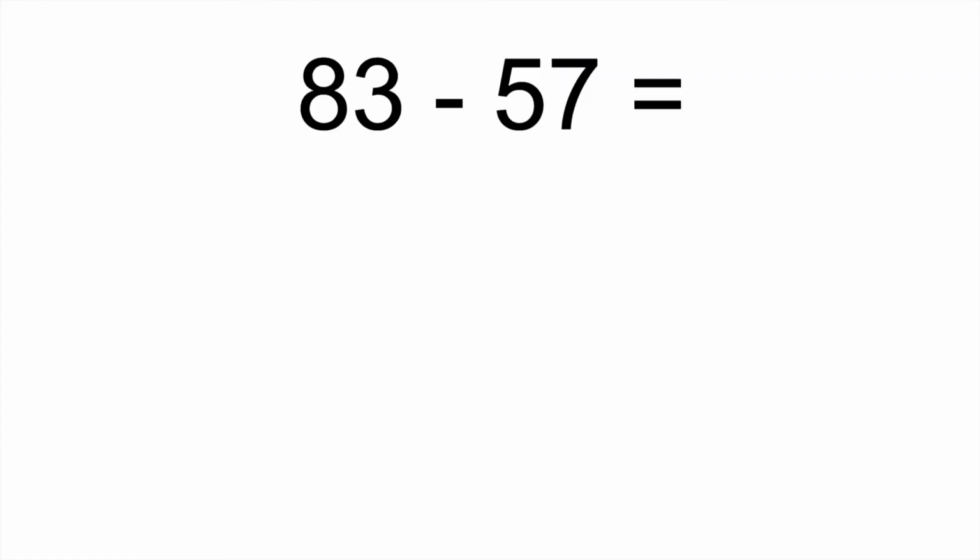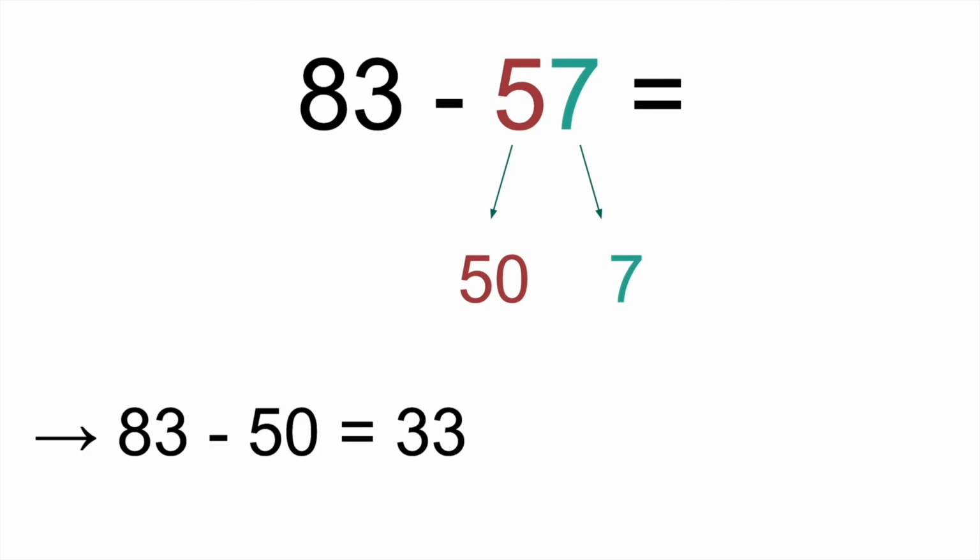We can also think of this in terms of place value jumps, where the subtrahend is subtracted in 2 stages. The 50 can be subtracted first and then 7, though it works equally well either way round.